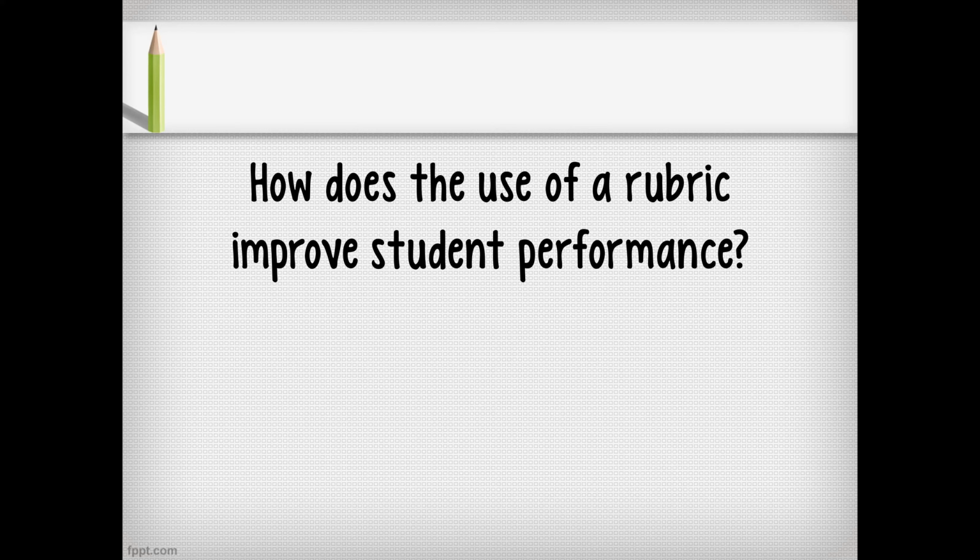What I'd like you to do is take about 2 minutes. If you've got some place to jot down some notes or do a quick write, I'd like you to do that. If not, just do some thinking about this question. And then I'm going to be asking for a few people to share. So how does the use of a rubric in general improve student performance? I'll come back and ask for volunteers in about 2 minutes.